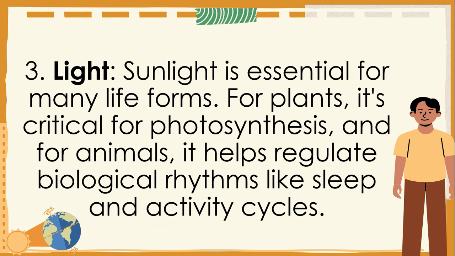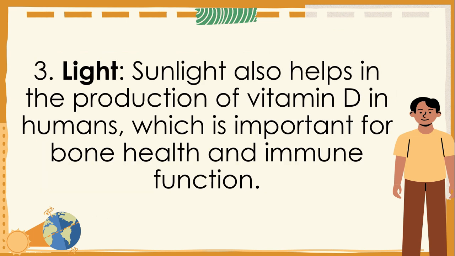Light. Sunlight is essential for many life forms. For plants, it's critical for photosynthesis, and for animals, it helps regulate biological rhythms like sleep and activity cycles. Sunlight also helps in the production of vitamin D in humans, which is important for bone health and immune function.